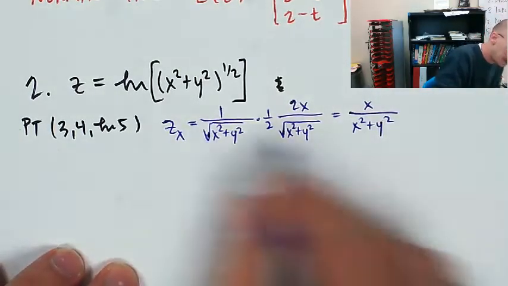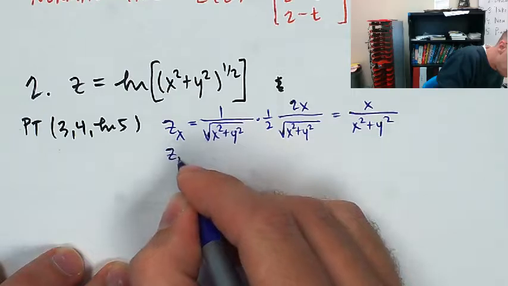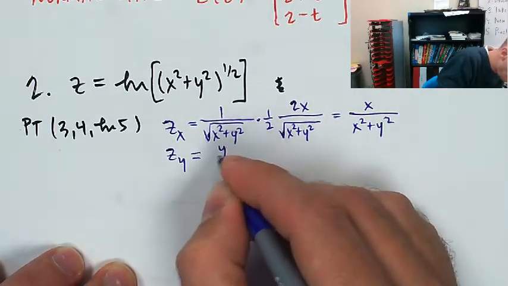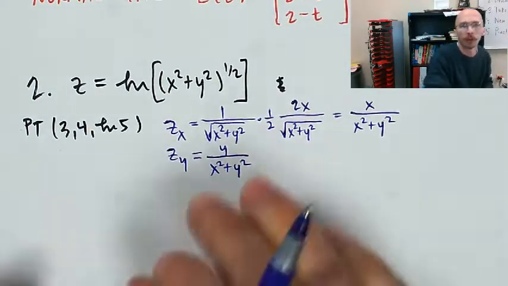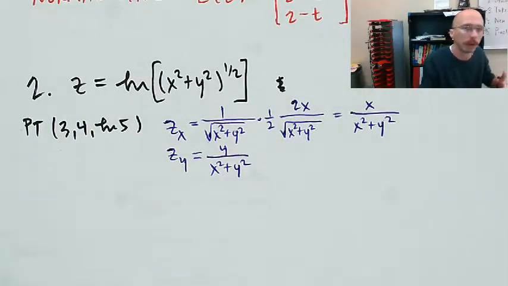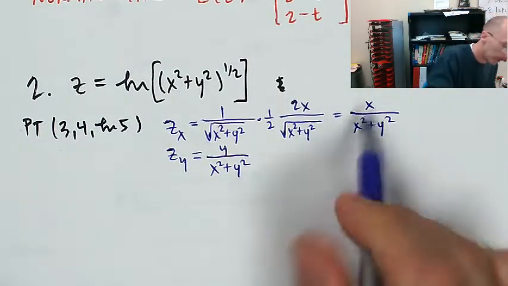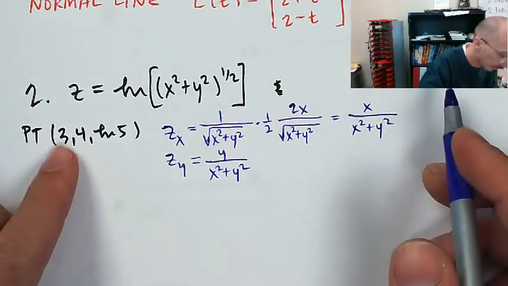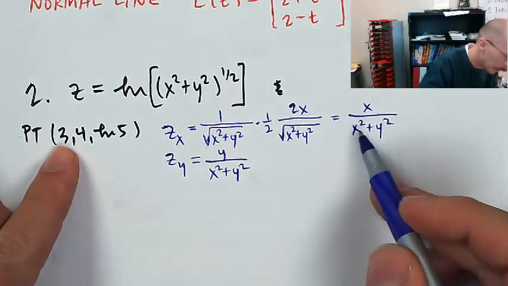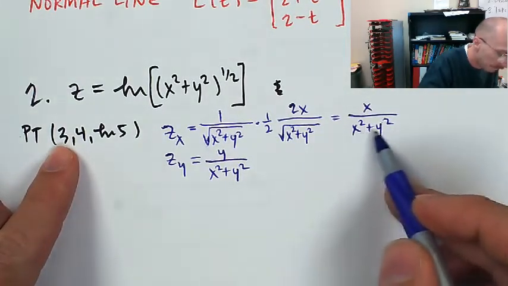And then I can tell by the symmetry of this equation that zy is going to equal y divided by x squared plus y squared. If you don't see that, then you should go through the step with the layers of chain rule and convince yourself. But I can see that it's going to be the same thing. And so zx at the point I'm interested in, which is 3, 4, is 3 divided by 25.